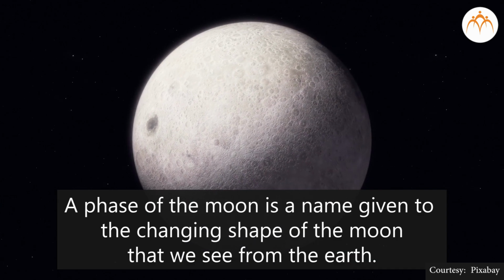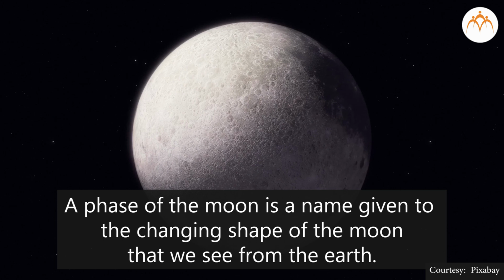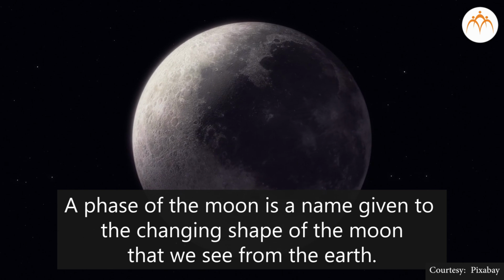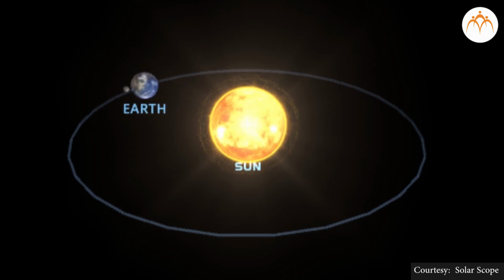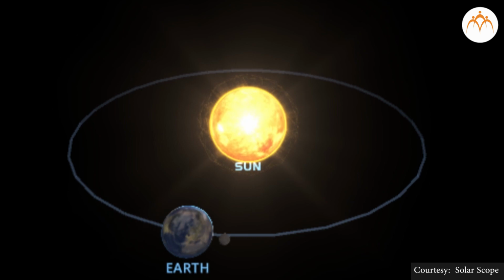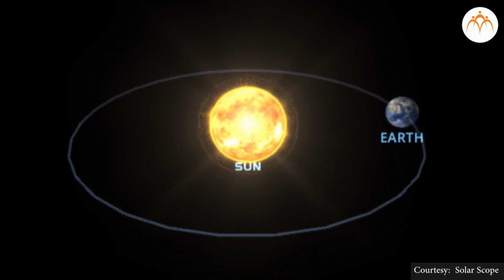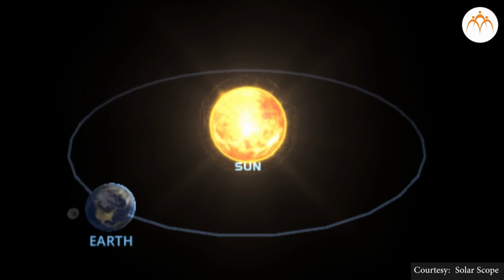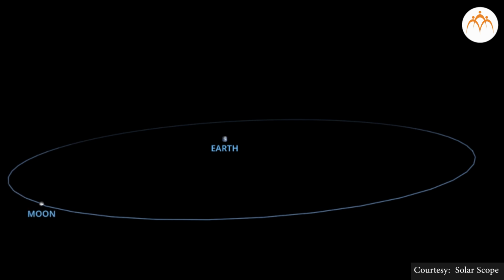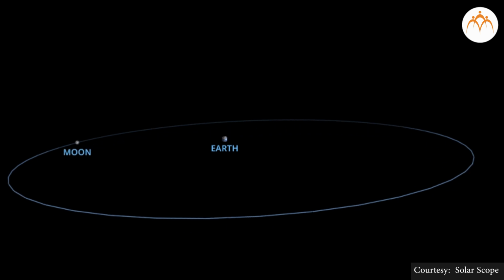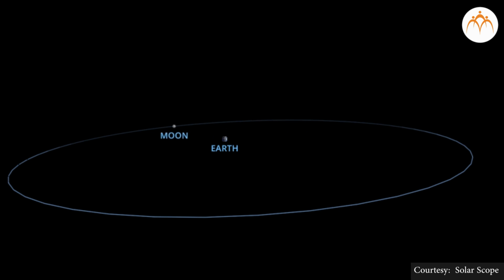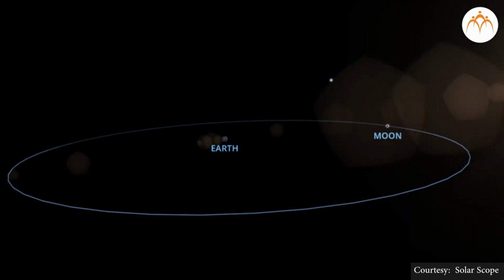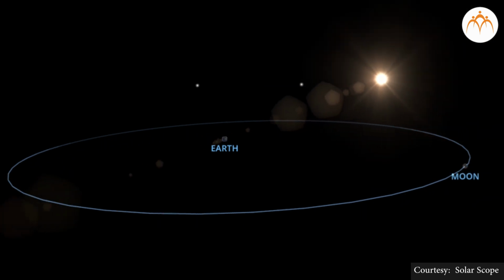The phases of the moon. A phase of the moon is a name given to the changing shape of the moon that we see from the earth. The moon revolves around the earth and the earth revolves around the sun. Therefore, along with the earth, the moon also revolves around the sun. Hence, the orbit of the earth and the orbit of the moon intersect. That is, they cross each other.